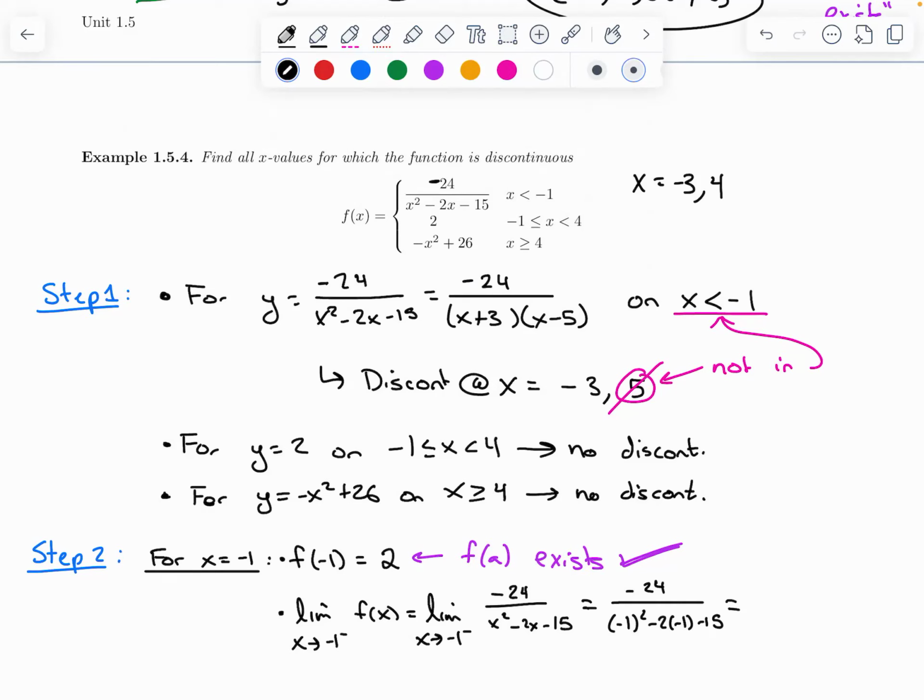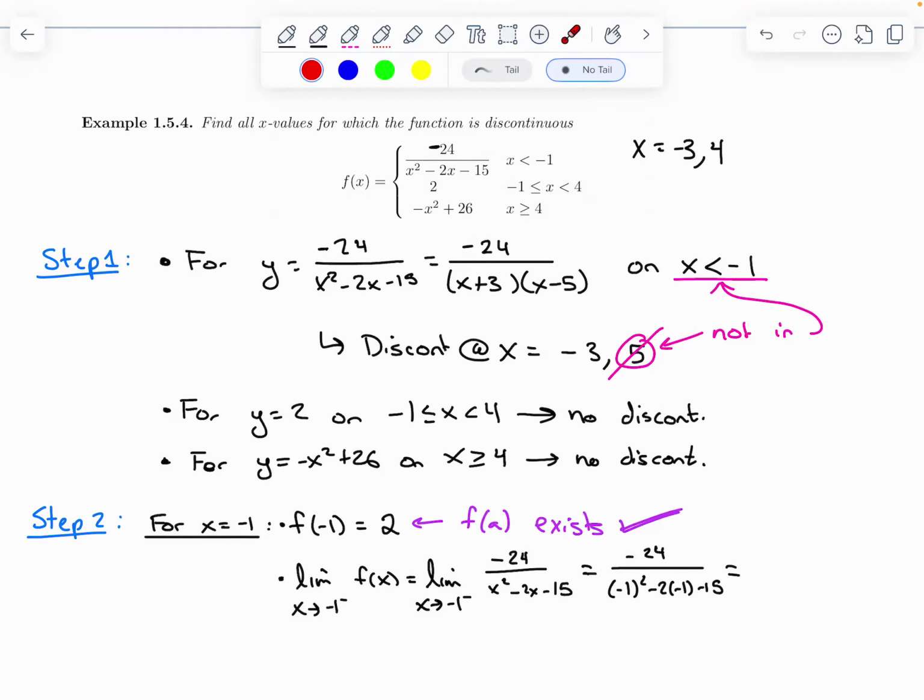So on step 1, change it to y equals -24 over x squared minus 2x minus 15 equals -24 over x plus 3 times x minus 5. And then now it's going to be -24. And since -1 is not an issue, we just factored it and found out that -1 doesn't cause us to divide by 0. So we can just take the limit. And that will end up being 2. If you plug it into your calculator, you get -24 over -12, which is +2.